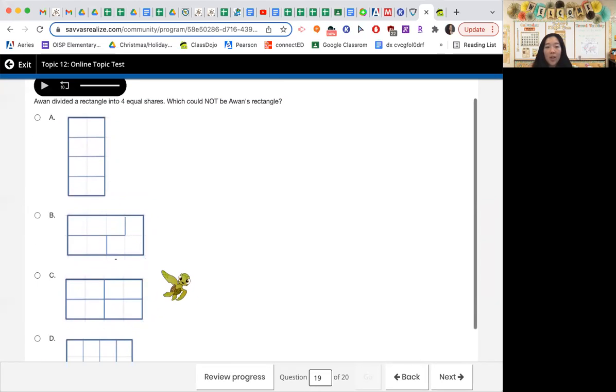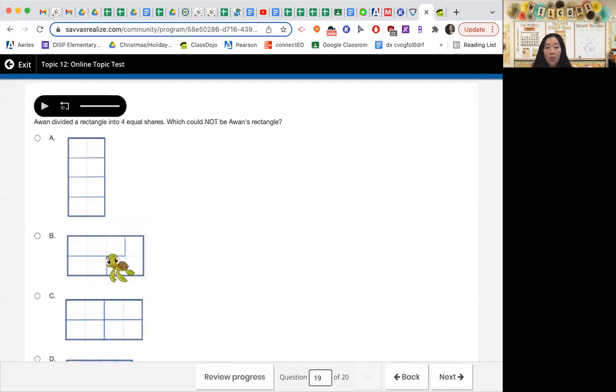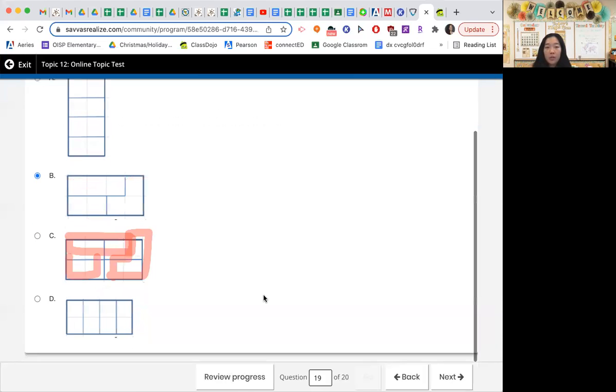So the only one that does not give 4 equal shares is what? B. Look, this person gets 3, this person gets 2, and this person gets 3. That is not equal. So it's going to be B.